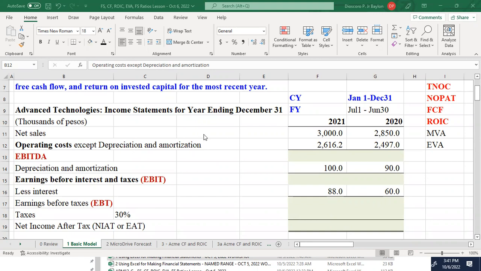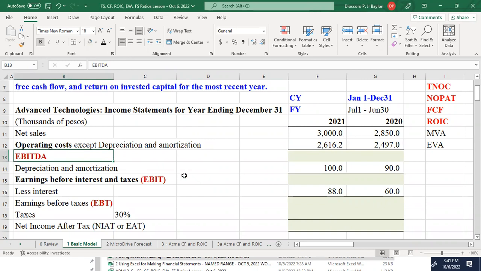So sina-separate natin siya. And later on, when we go to the statement of cash flows, you will be needing this amount. Okay, so tinanggal natin si depreciation and amortization. So these are the values. That's why we have the EBITDA.